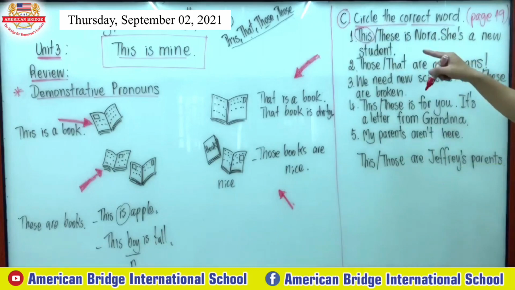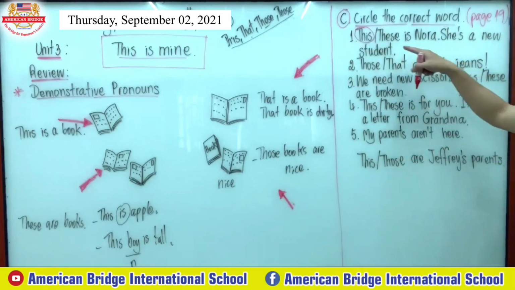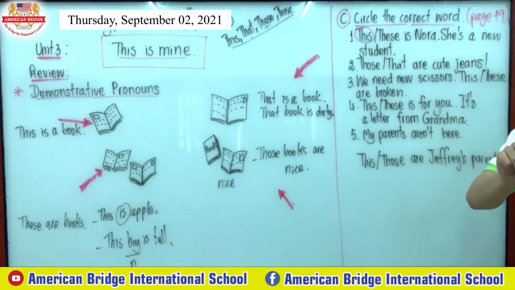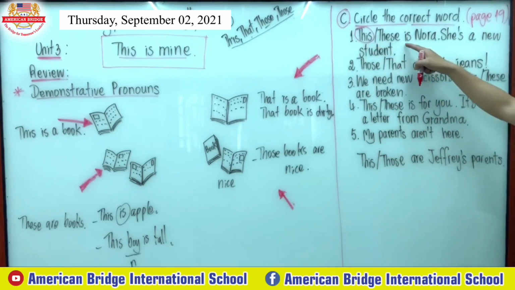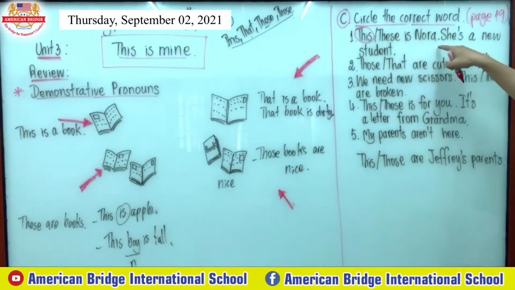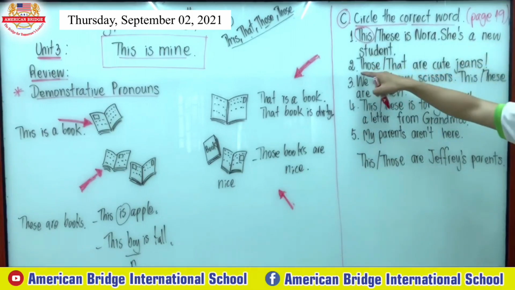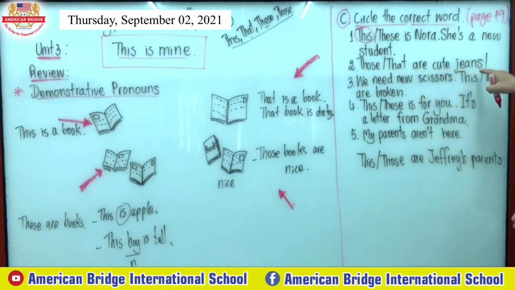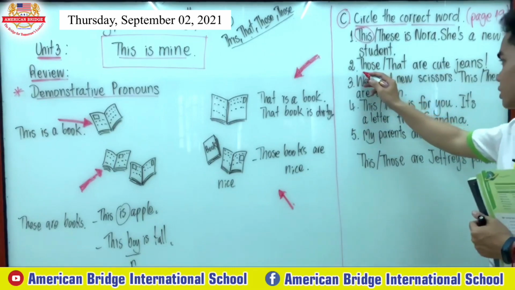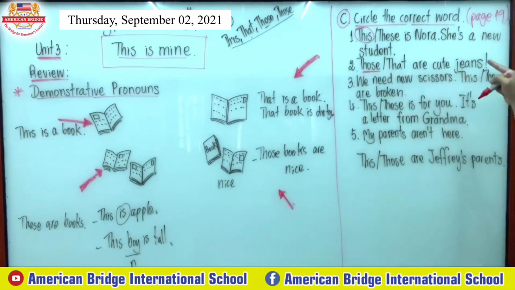Why? The reason is "this is Nora" because Nora is only one person, and then you have to use it with "this". As you can see, the to be that we have to use is "is", right? So this is Nora, she is a new student. Number two, those and that are cute jeans. Okay, so we have jeans. How many jeans do we have? There are more than two, right? So those are cute jeans, right?